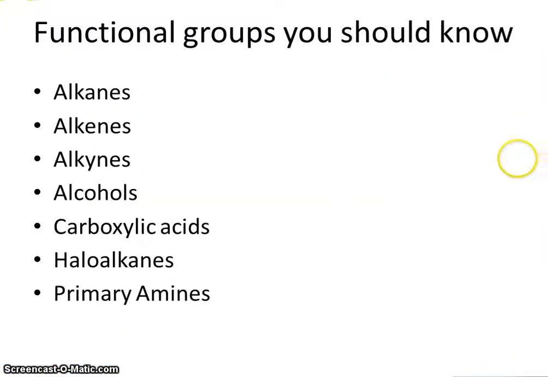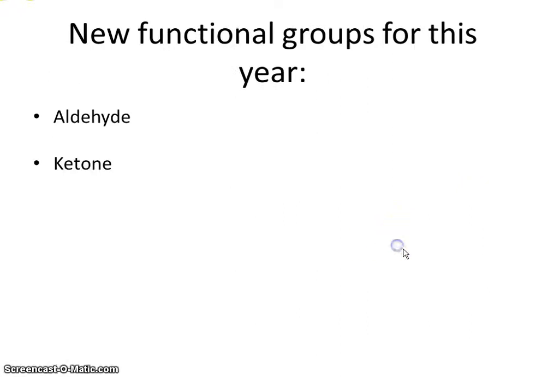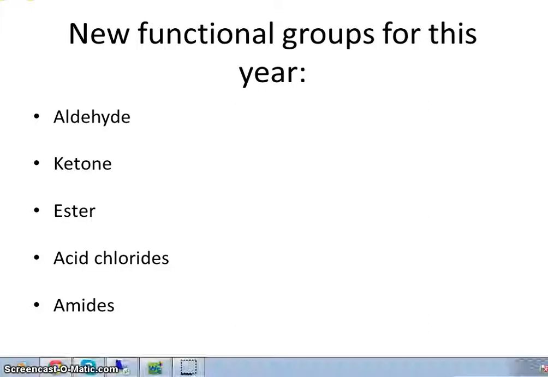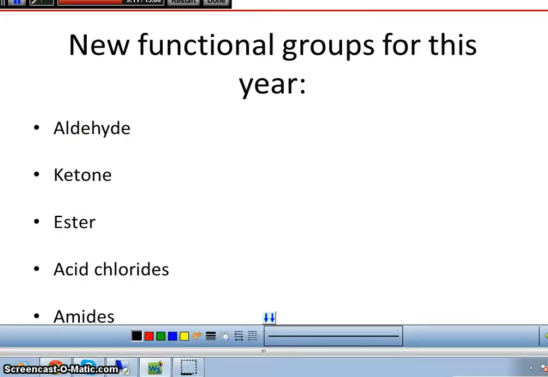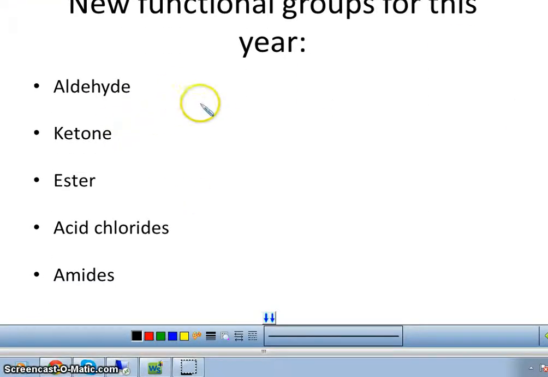So that was last year. This year, aldehydes, ketones, esters, acid chlorides, and amides. These all contain C double bond O pretty much.